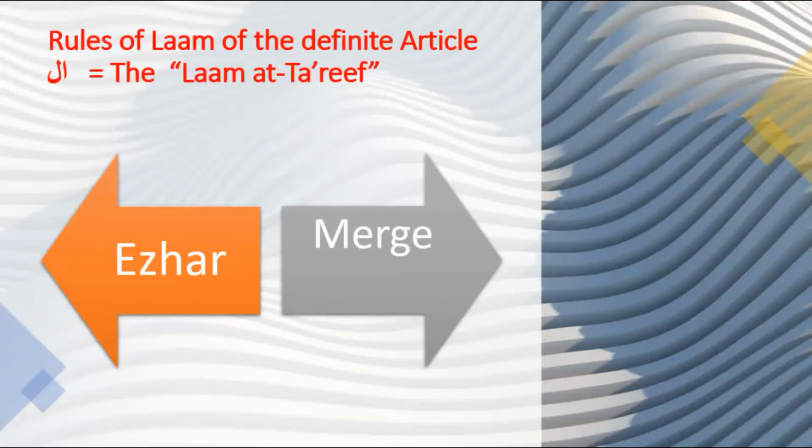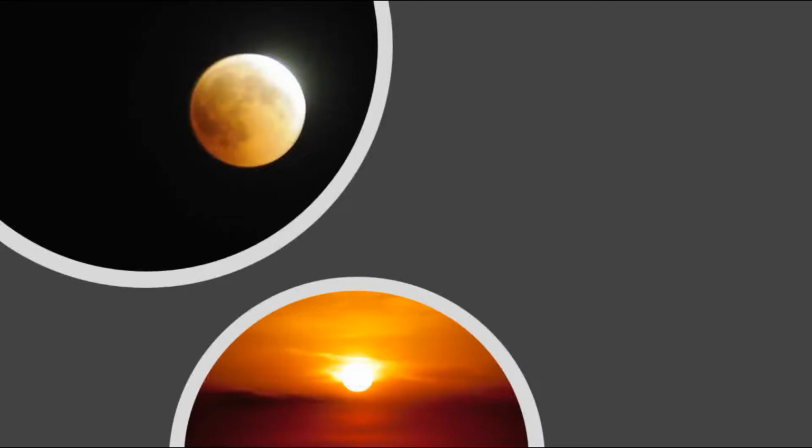So, the Lam of the definite article, al, is called Lam at-Ta'rif. It is equal to "the" in English. And it has 2 rules. It is either izhar, which means we have to pronounce it, or merge. Merge is idgham. It is not pronounced. So it has only 2 rules: either izhar, it has to be pronounced, or merge, it has to be silent, not pronounced.